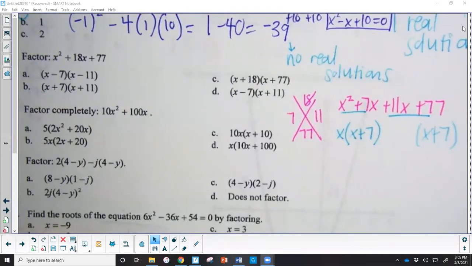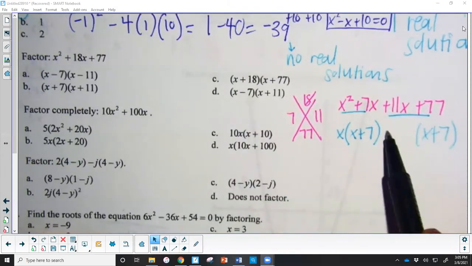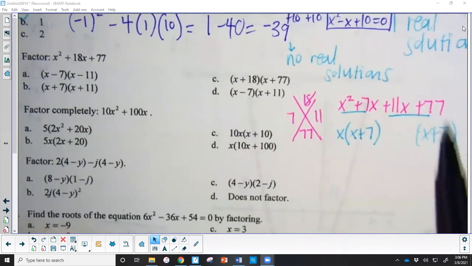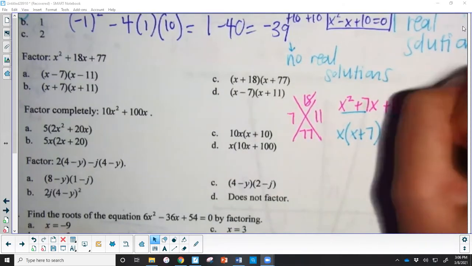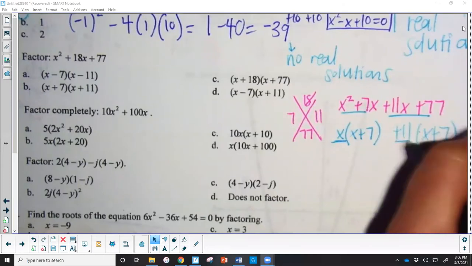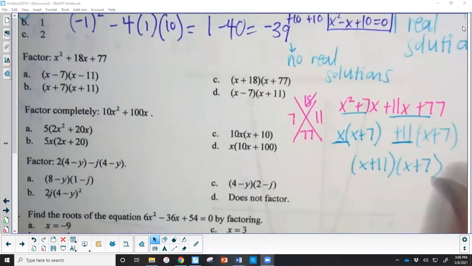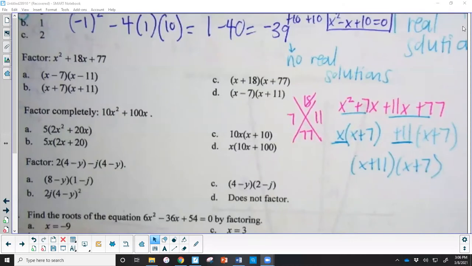They're the same group. Then what times x gives me 11x, or what times 7 gives me 77? That's going to be 11. Take my two outside terms, they become one group. So x plus 11, x plus 7, B, should be our answer.